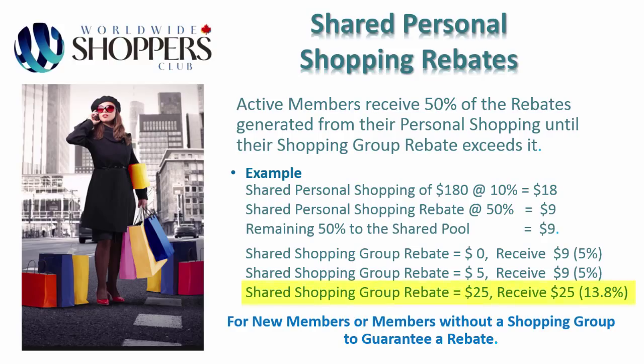But now let's suppose their shopping group was a little bit larger and they were making $25 in shopping group rebates. These rebates are now larger than their personal shopping rebates, so those are the ones they would receive. Another way to look at it is now they'd be receiving a $25 rebate on their $180 personal shopping, which would now equal 13.8%. So to sum it up, basically the shared personal shopping rebates are for those people who are either brand new or haven't had time to develop a shopping group yet.